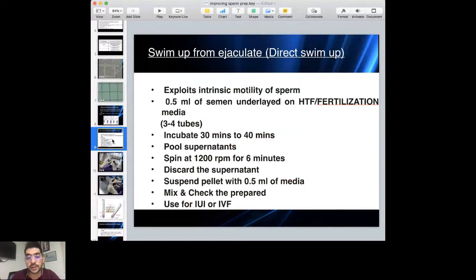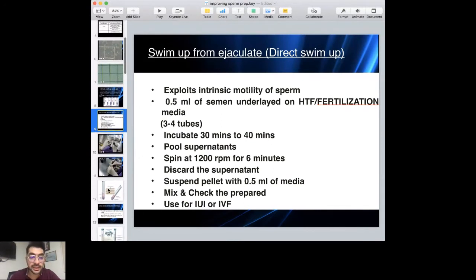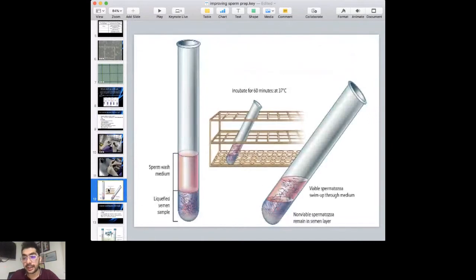After that, you pool the supernatants into a conical tube, spin it at 1200 or 1000 RPM for about 5 to 6 minutes, discard the supernatant, suspend the pellet again in 0.5 ml of media, mix and check the prepared sample and use for IUI or IVF or even for ICSI if you want to do that. So basically this is your swim up technique.